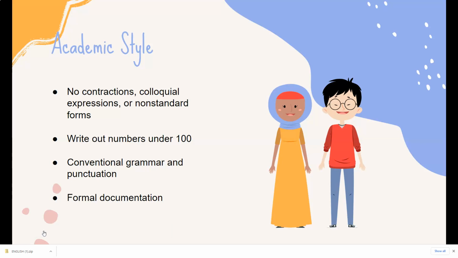A little bit more about academic style. When we're writing in this style, typically we write out contractions. So instead of saying something like don't, we would write out do not. We avoid using colloquial expressions or non-standard forms of a language. We want to write out numbers under 100. So instead of writing the number, we write the word. We use conventional grammar and punctuation, and we use formal documentation. For our course, we use MLA format.